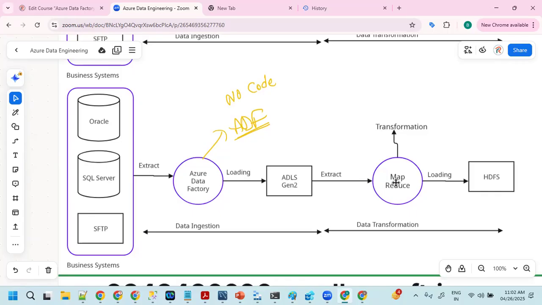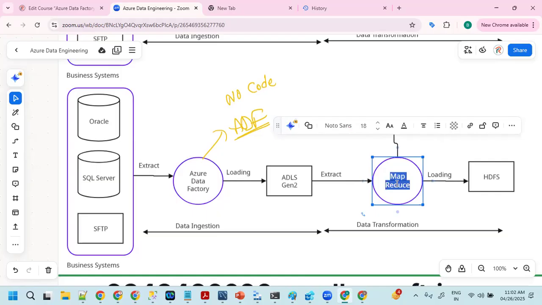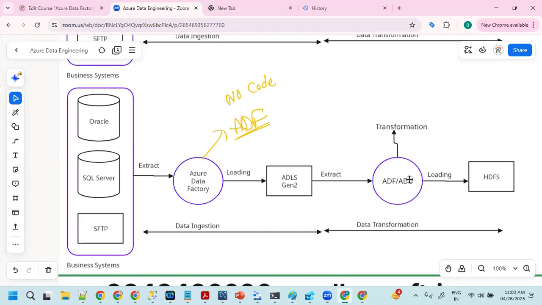And in order to do the data transformation, we have two options here. You can use ADF or you can use ADB. And the target is, again, I'm just going to take ADLS Gen 2. So I hope you are following with me. So here, Azure Data Factory is doing data ingestion and loading the data into Azure Data Lake Storage Gen 2. We can call this a data lake.